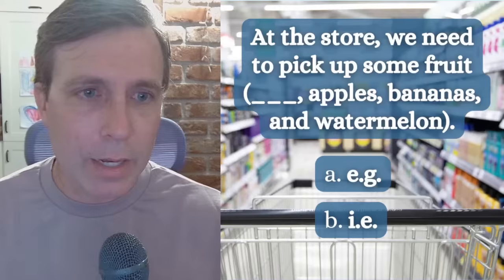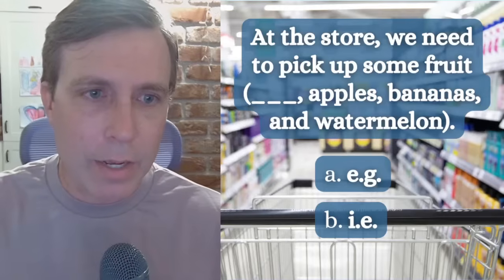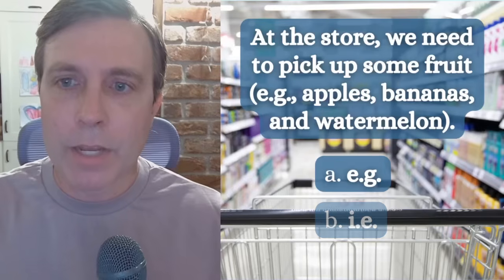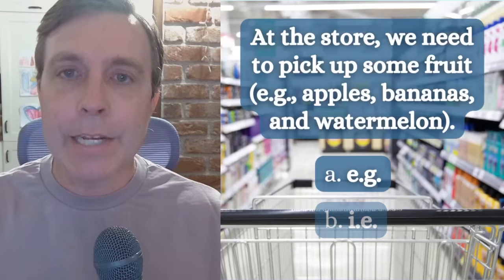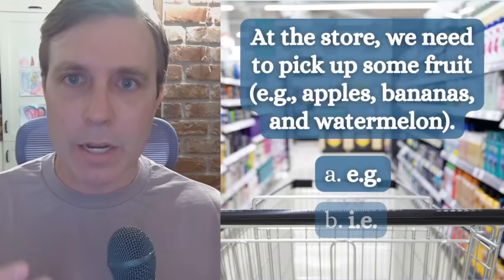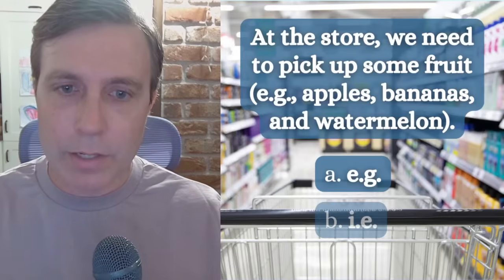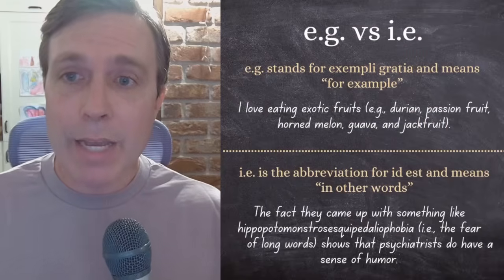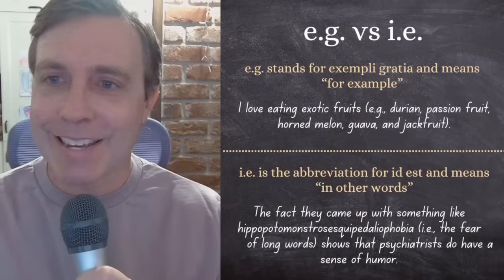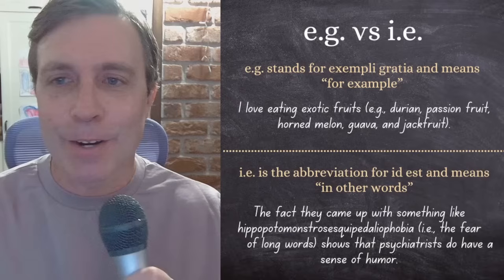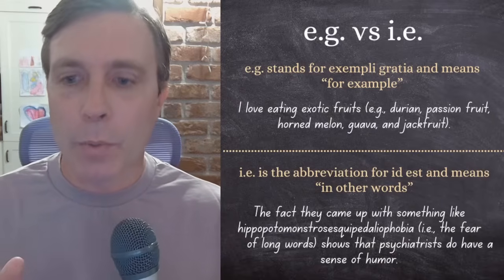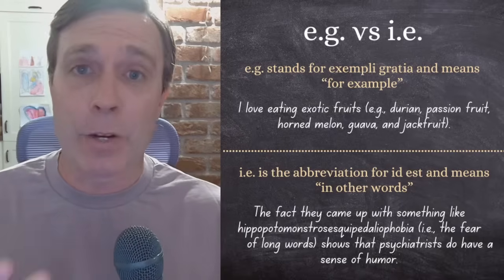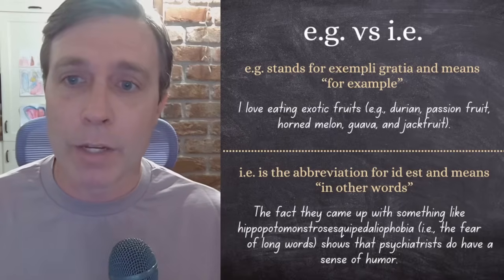Excellent. Liam, Markarak, Angela, Toli, we're talking about e.g. So e.g. in this context, we're really just giving examples, because it means for example. It stands for exempli gratia. These are, again, I think really from Latin. It means for example. So if I were having a conversation, that is what I would use. I wouldn't say e.g., I'd say for example, apples, bananas, and watermelon.